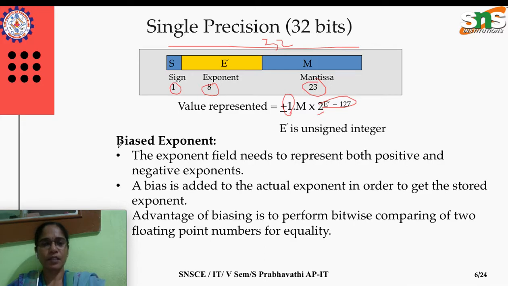So, biased exponent. Here we are not storing the actual exponent. I am giving the example in the decimal system, something like 2.12, so that it will be easier for you to grasp the concept. Something like this.